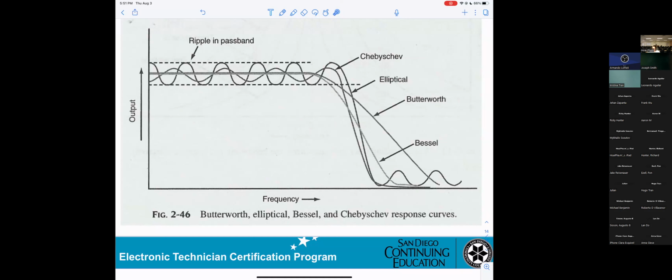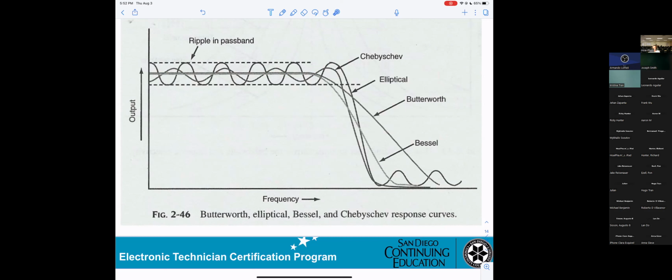The two best ones are Bessel and Butterworth, and I think Bessel is probably better. The first one, Chebyshev, they get noise, so we don't want that. The next one, elliptical, also has more noise, right? So you don't want that. Bessel and Butterworth have no noise.